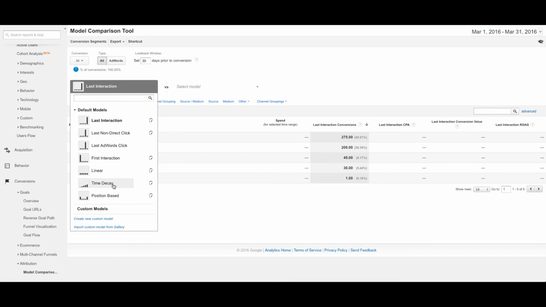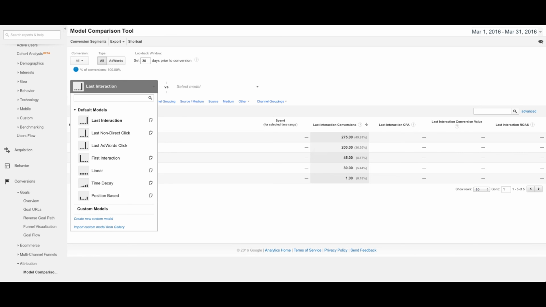Time decay has to do with the touch points closest in time to the sale. In this particular case, let's say we had a week between that AdWords click and then our social post, and then that same day we went from the social post to the email to the direct visit. The email and the direct visit would be given the most credit because those happen closest to the conversion, and as time goes back, those other touch points get less and less credit based on how far back they are.